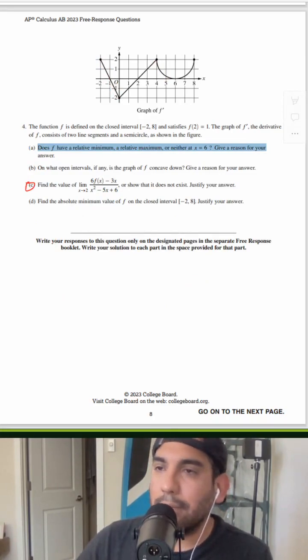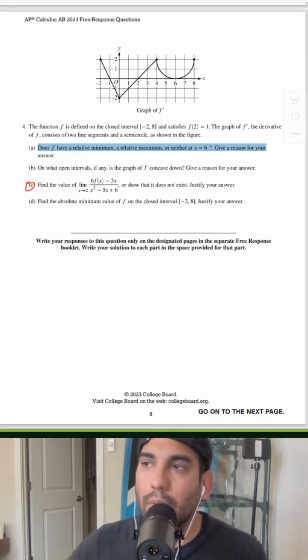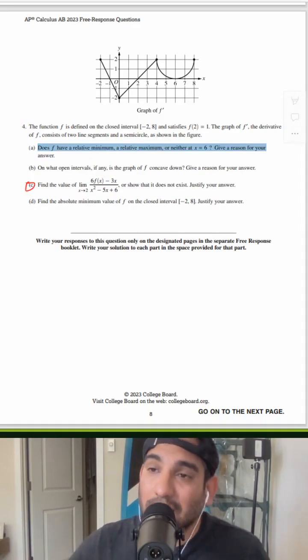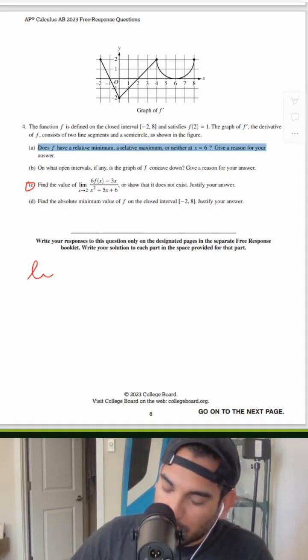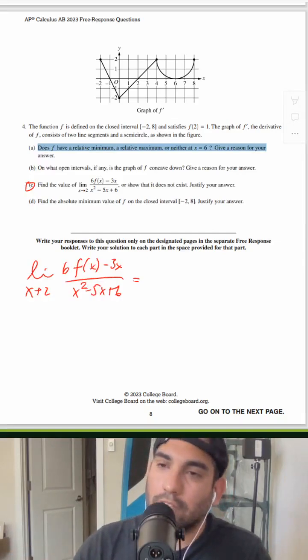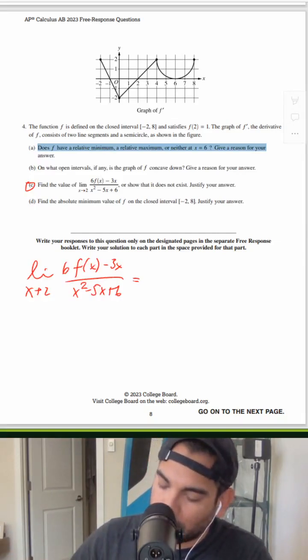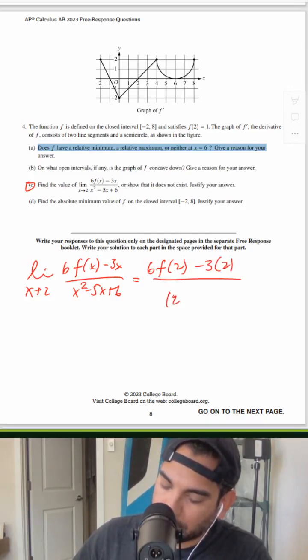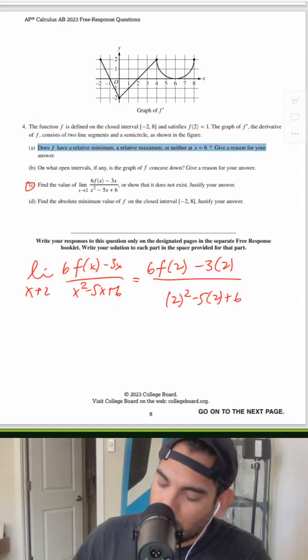So find the value of the limit. Okay, a lot of people said like, oh, well, you have to make sure you use direct substitution. You technically do have to. So we're going to write the limit first: 6f of x minus 3x over x squared minus 5x plus 6. And we're going to use direct substitution. So we're going to plug in the 2. So 6f of 2 minus 3 times 2 all over 2 squared minus 5 times 2 plus 6. All right, here we go.